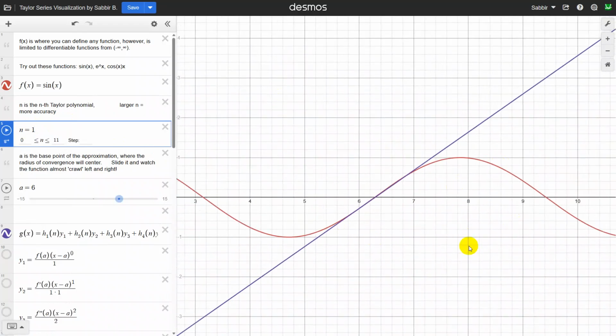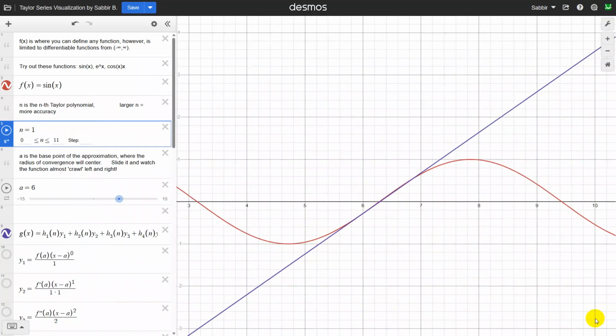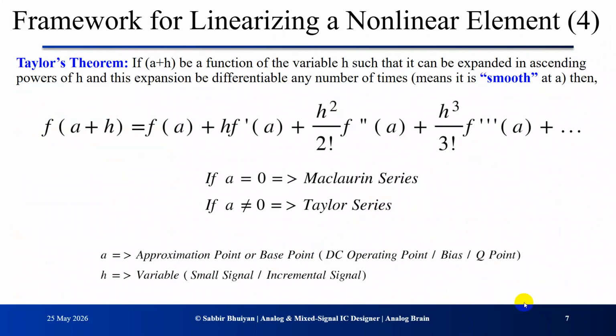So the whole thing is non-linear, but this thing is linear. Okay, I think you all understood the Taylor series and the Taylor series approximation. Now we'll go forward, we'll go back to our lecture. So this was the Taylor series.